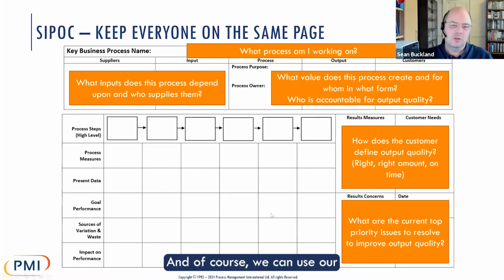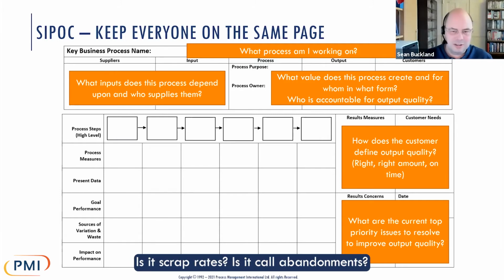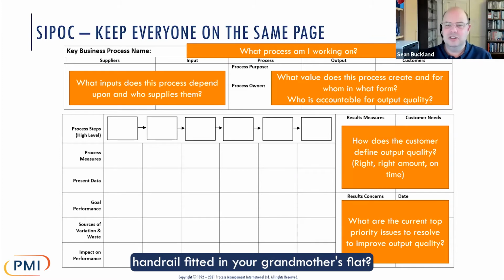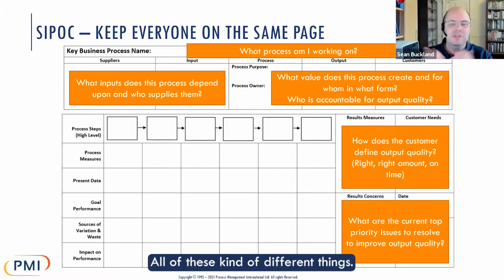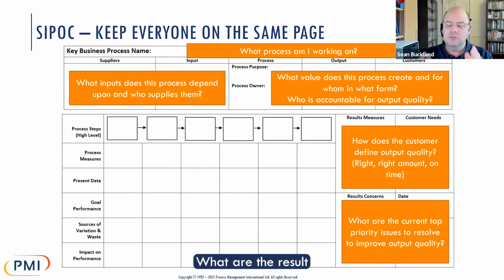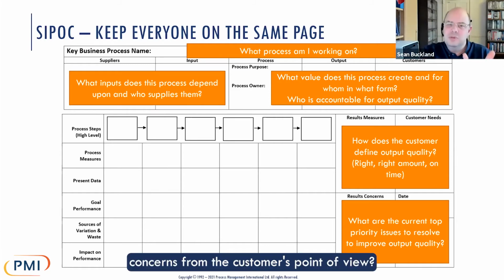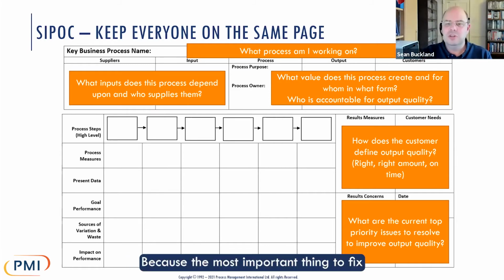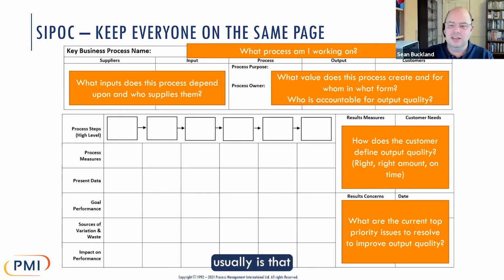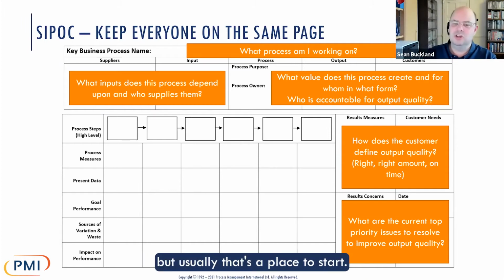And of course, we can use our Mark 1 eyeballs again with the team, go back, go see some more, and identify what are the current top priority issues. Is it scrap rates? Is it call abandonments? Is it work not being delivered on time? Is it an 18-month lead time to get that handrail fitted in your grandmother's flat? All of these kinds of different things. What are the results concerns from the customer's point of view? Because the most important thing to fix usually is that, and there are exceptions, but usually that's the place to start.